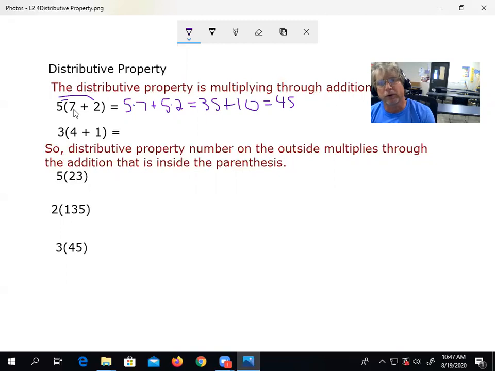So there's more than one way to work this problem, but if I'm applying the distributive property, you multiply through the addition. So when I see this problem right here, the distributive property says I'm allowed to multiply through the addition. That's another way to do it.